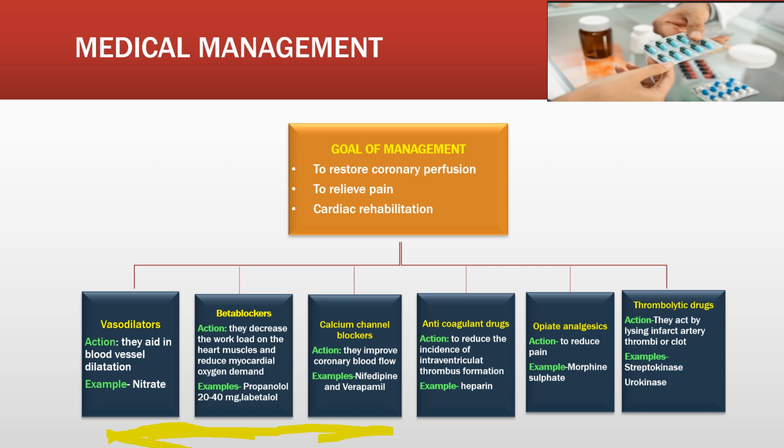Examples are nifedipine, verapamil. The next group is anticoagulant drugs. They do not allow new thrombus to form in addition to what is already formed. That is your heparin. You will hear the ED physician say, give heparin loading dose. If you hear this, please go and see what the loading dose is. Opiate analgesics, we will give something to reduce the pain. Mostly our drug of choice is morphine sulfate. The doctor will tell you, give 10 mg morphine IV.